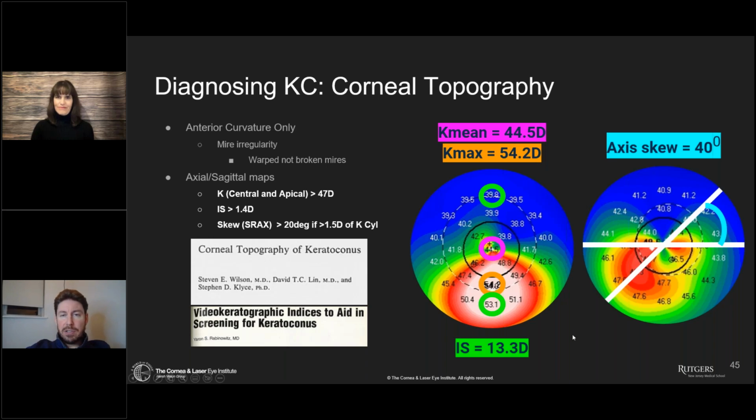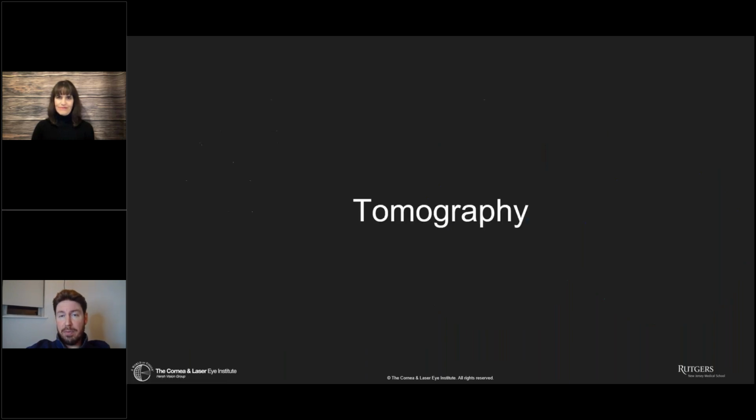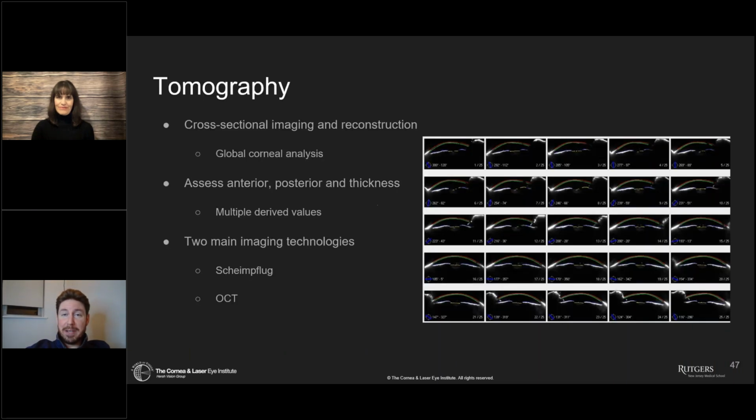So if we get into the next instrument, this is going to be corneal tomography with an M. Just like the tomography that you do with retinas in OCT, what we're doing is we're taking cross-sectional imaging and we're using reconstruction to create global corneal analysis. Now you can see the slits here from a Scheimpflug camera that's able to go ahead and slice this up and give us the analysis by reconstruction. With this, we're able to get anterior, posterior, and global corneal thickness metrics derived from these imagings.